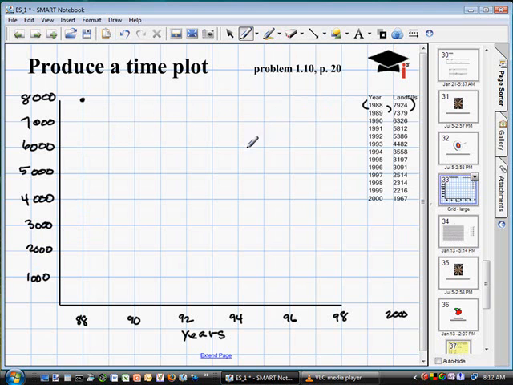The second one is what? 1989 and 7,379. You know, halfway up between here would be 7,500, right? So I'm just going a little bit below that. Our third point is what? 1990, 6326. So somewhere about in there.